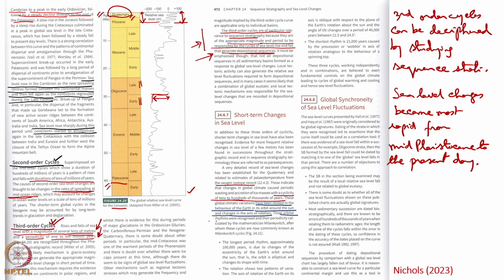Three orbital rhythms were recognized and their periodicity was calculated by the mathematician Milankovitch, after whom these cycles have been known as the Milankovitch cycle. The longest period rhythm, approximately 10^5 years, is due to the change of the eccentricity of the earth's orbit around the sun.